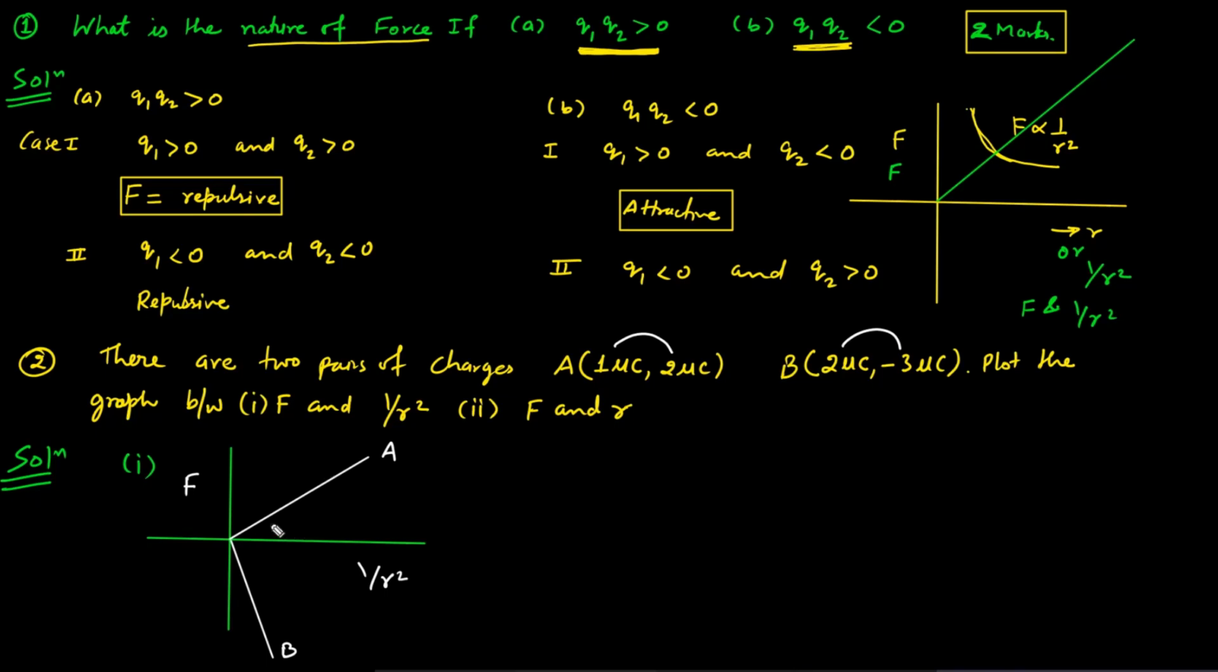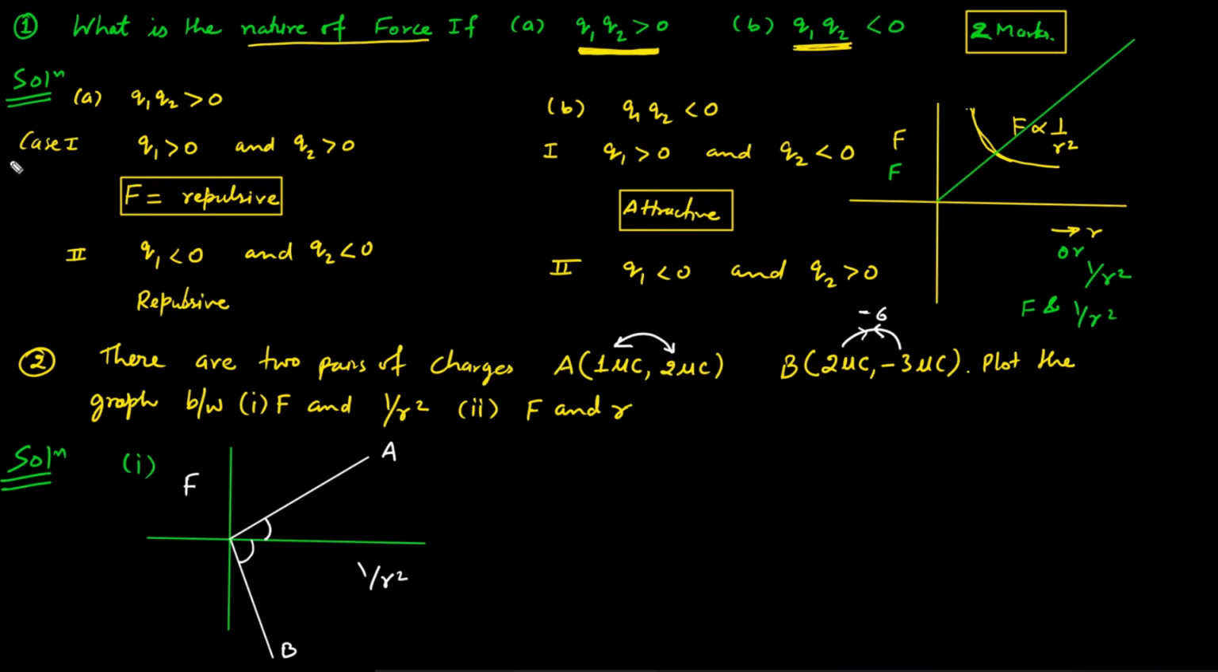But you can see the slope. Here I have taken the less slope in case of A and more slope in case of B. The reason is very easy. 1 into 2 will be 2 micro into micro coulomb square. Here it will be 2 into minus 3, which is minus 6. So obviously minus 6 is more than 2 in magnitude only. Is this clear?